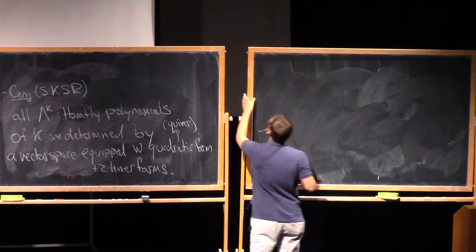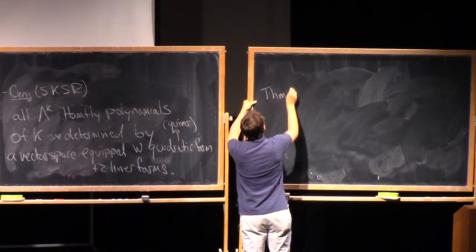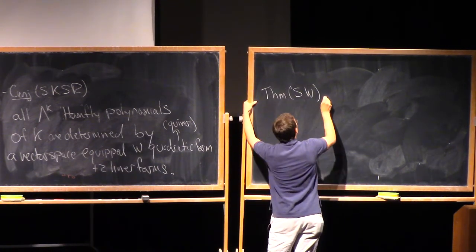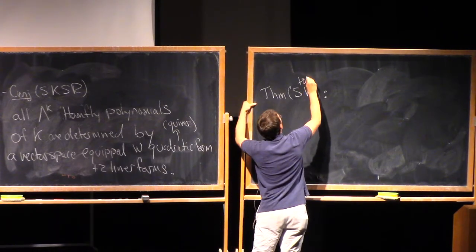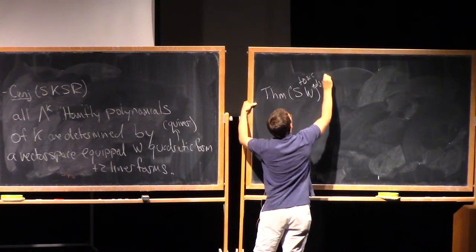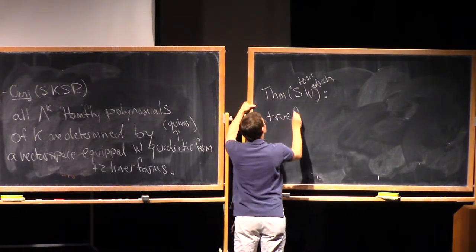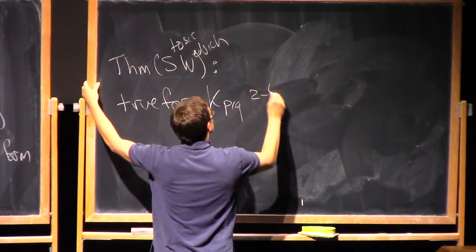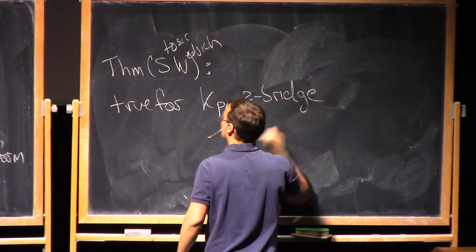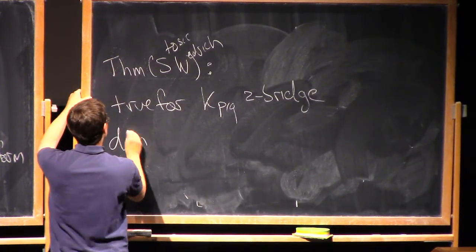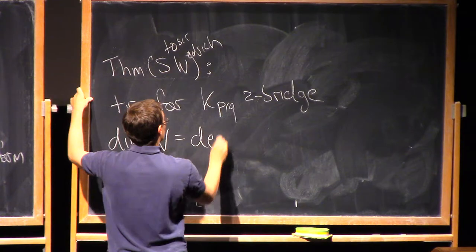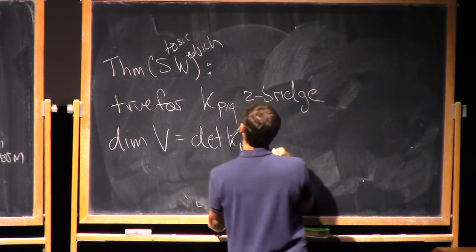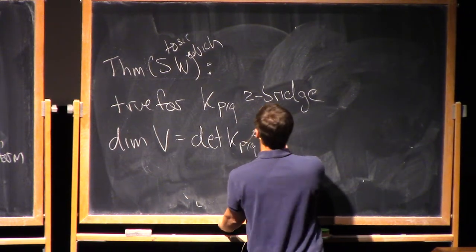In particular, this is a theorem of Marco Stosich and Paul Wedrich that this is true for two-bridge knots. And moreover, that the dimension of this vector space is just the determinant of the knot. You know what that is. It's the Alexander or the Jones polynomial evaluated at minus 1, which is P.